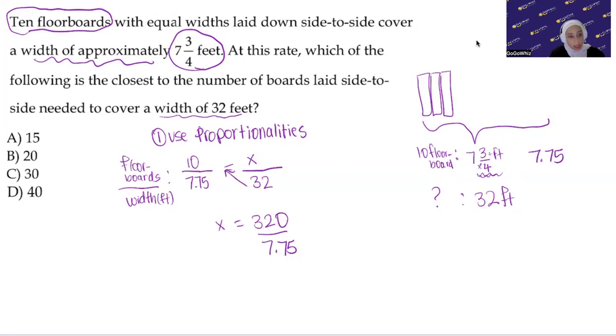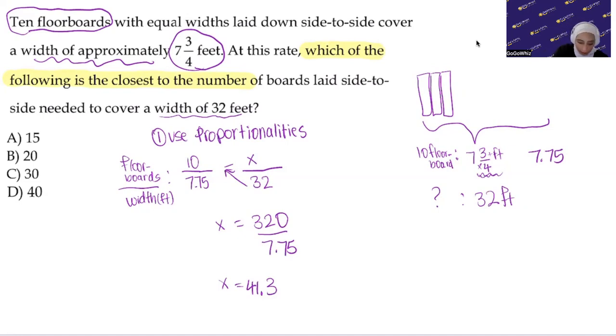You're working with proportionalities. So now all I'm going to do is 320 divided by 7.75, and I get 41.3. So X is equal to 41.3. Now remember, the question said, at this rate, which of the following is the closest to the number of boards. It didn't say what is the exact number. It just said what is the number that is closest to it.